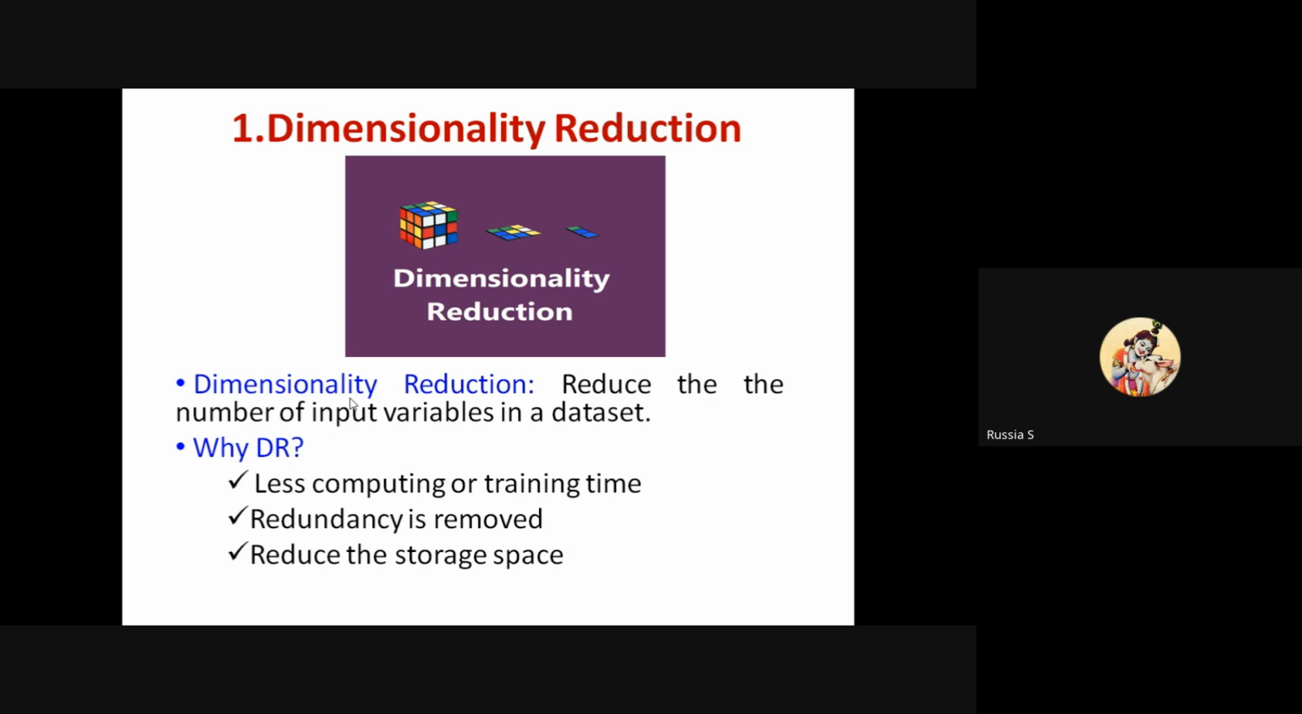So these features are very essential to predict whether the given student will pass or not. The remaining features are not that important. This way, this is feature selection, or subset selection, or dimensionality reduction. So reduce the number of input variables in the data set. Why are we doing dimensionality reduction? It means less computing or training time.